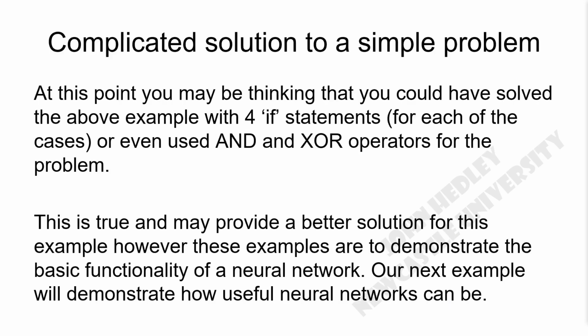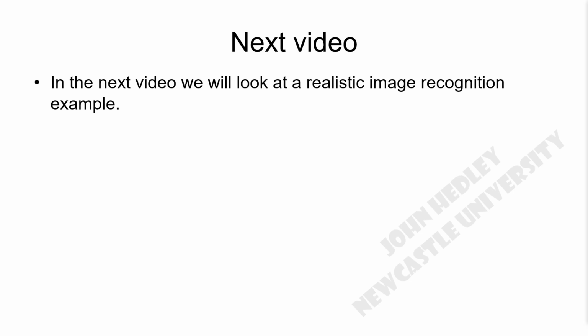As mentioned in the first video of today, we could have simply used a few if statements to solve these example problems. The examples were actually just logic operators. However, the point of these examples was to show you how neural networks function. The next example will demonstrate why using if statements is not feasible. In the next video, we will look at a realistic image recognition example.